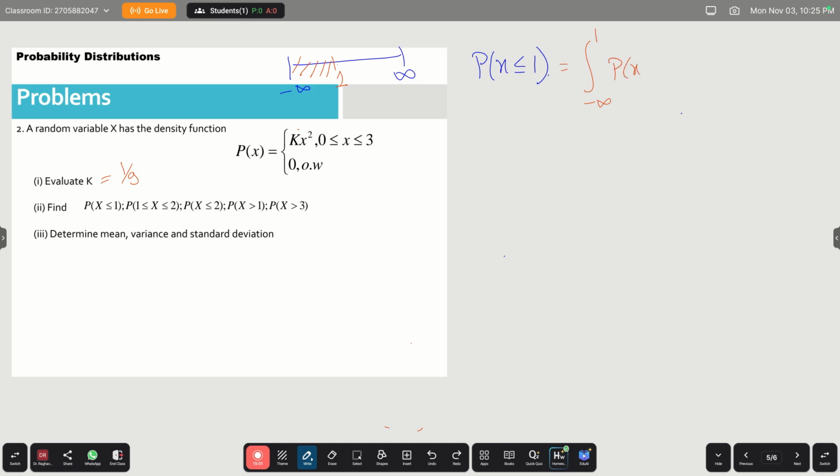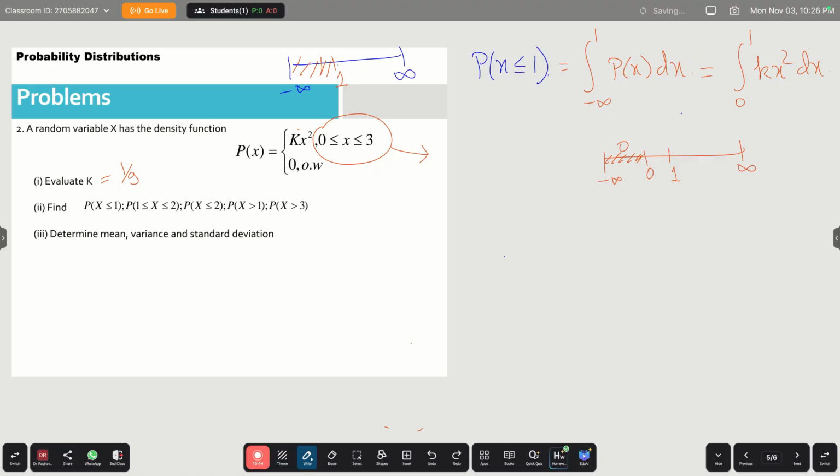So this will be the integral from minus infinity to 1 of p of x dx. This is what I need to integrate and apply the limits. But p of x is not the same from minus infinity to 1. Only from 0 to 3 it is kx square. Before 0 it is 0. So let me write it once again here. Minus infinity to plus infinity is there. I need to calculate less than or equal to 1, but up to 0 this value is completely 0. So less than or equal to 1 means only from 0 to 1 we have values. So this will be the integral from 0 to 1 of kx square dx.